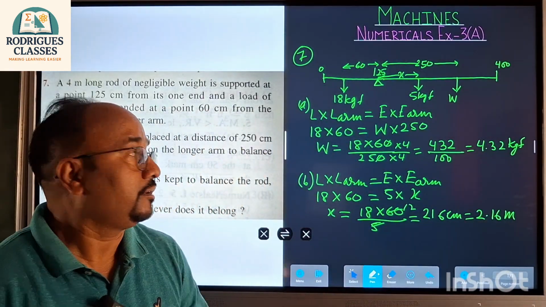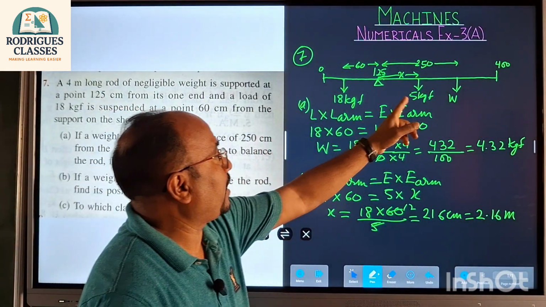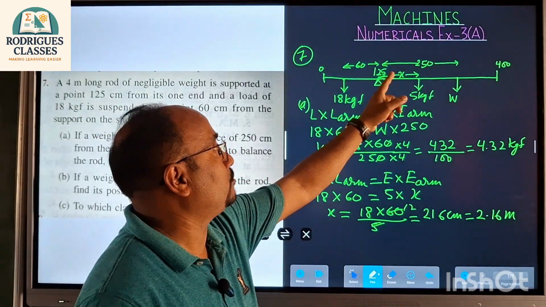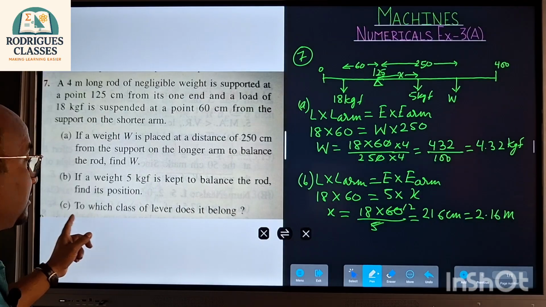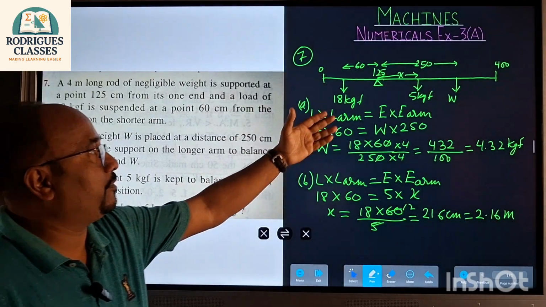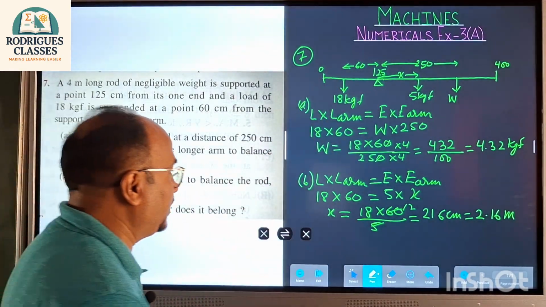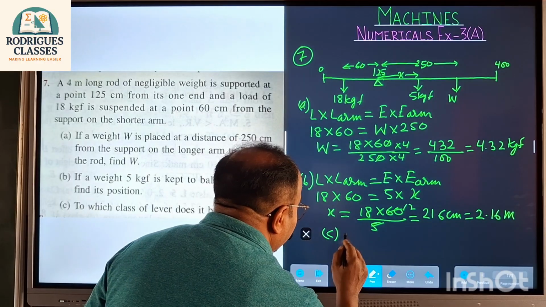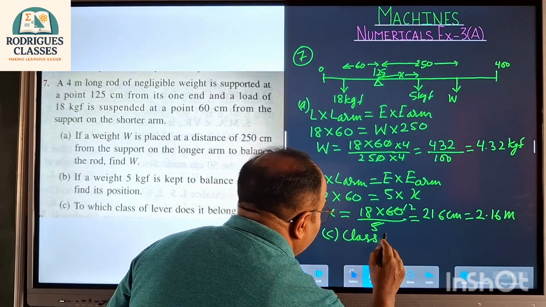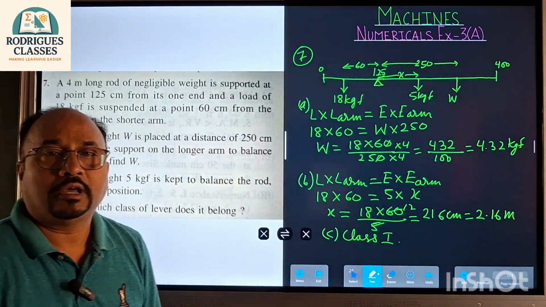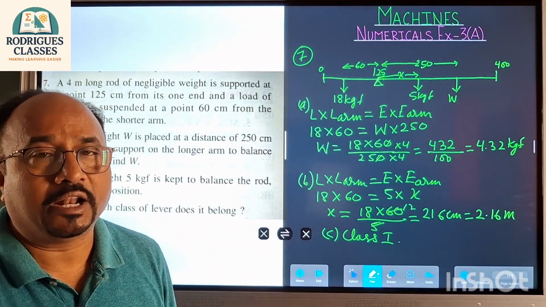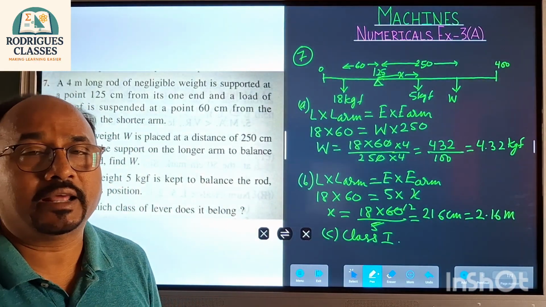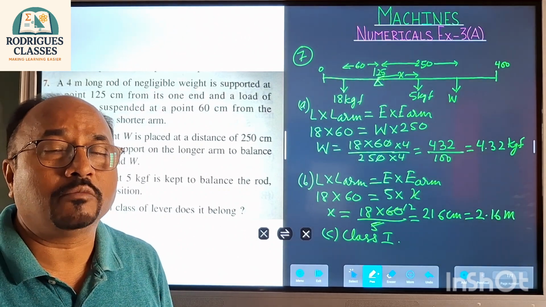So we get here this weight of 5 kgf from the support has to be kept at a distance of 2.16 meter. Then it is asked to which class lever it belongs. You know that the fulcrum was in the middle. So the answer is class 1 type. I hope this numerical based on the diagram has been understood. So whenever you get a numerical like this, try to get the diagram drawn properly.